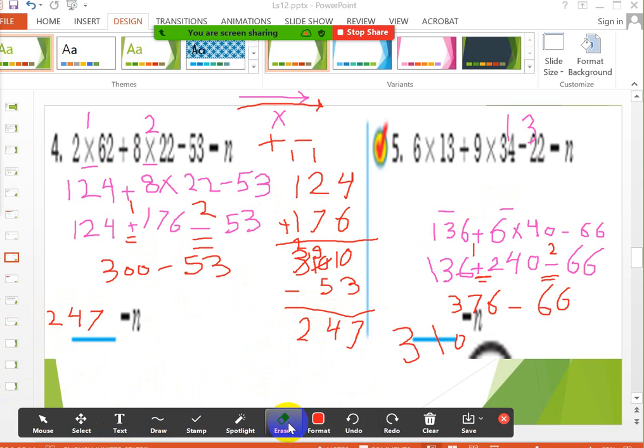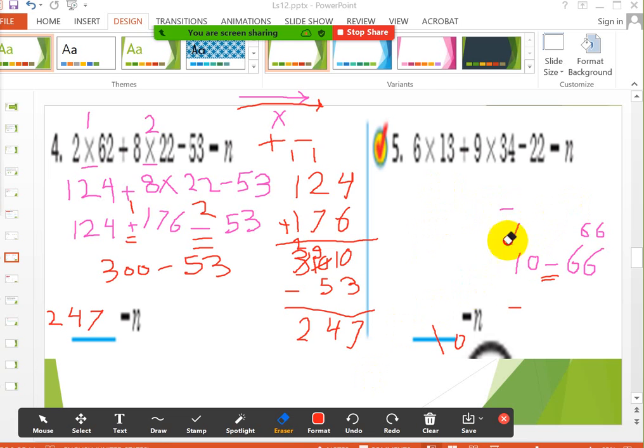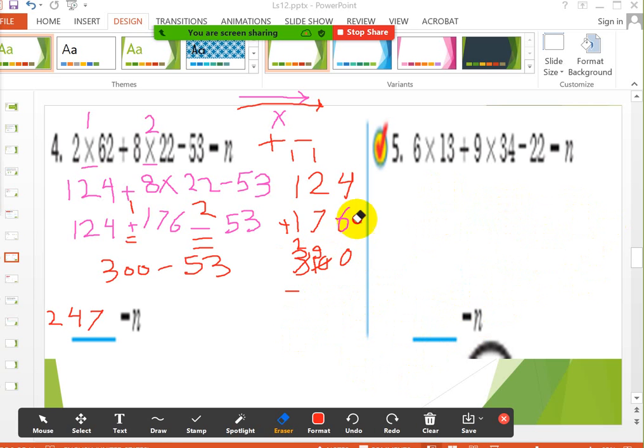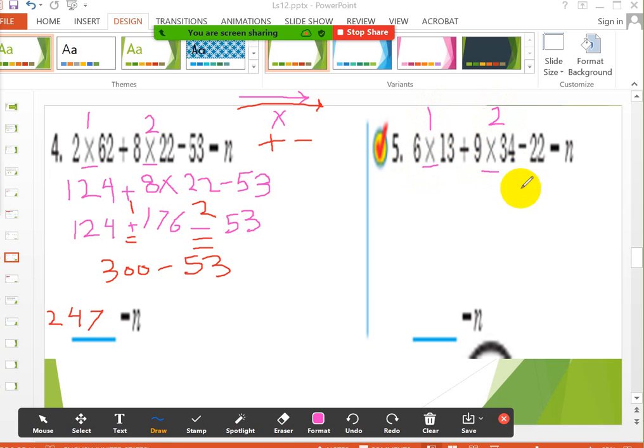Let's do number 5. Number 5, I want to order the operations. The first step, I have to do multiplication from the left to the right. Second, I have to do addition and subtraction also from the left to the right. So from the left to the right, let's find the multiplication. This is the first one. I have to multiply this operation first, and this is the second one.